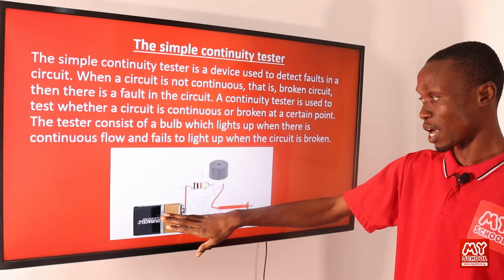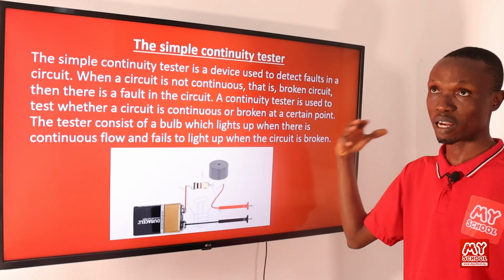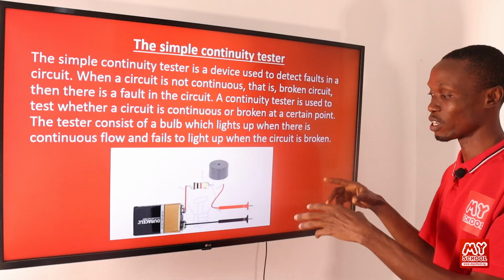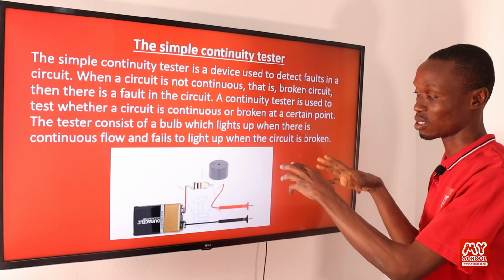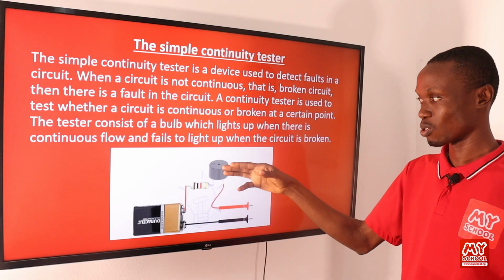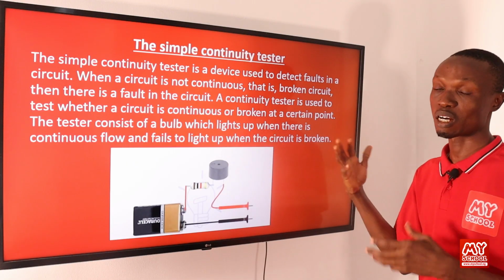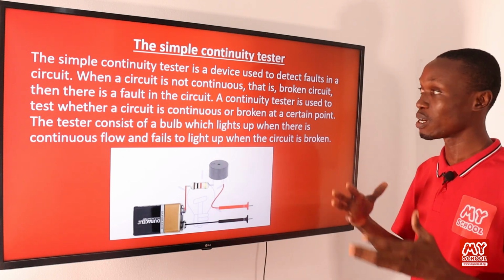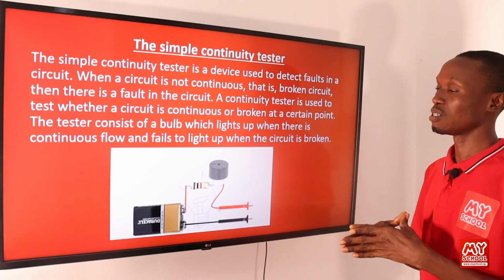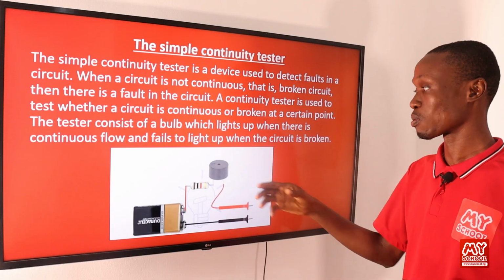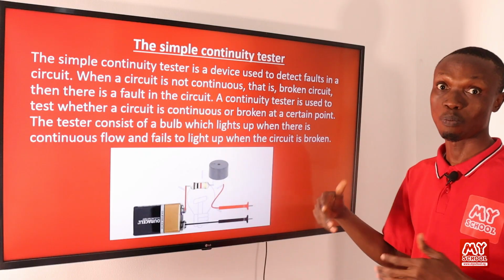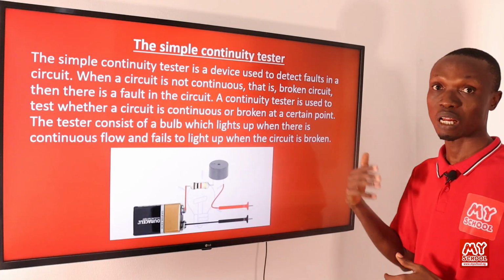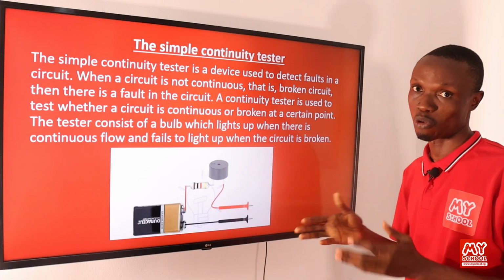It consists of a battery, a resistor, and a buzzer. A buzzer is just like an alarm. Then we have a probe, like a tester that you connect to the component. Once you connect these two probes to the circuit, you will hear a sound. The buzzer will produce a sound, telling you that there is flow of current, or that the circuit is continuous. But if you don't hear a sound, then the circuit is broken. Sometimes instead of a buzzer, you can also have a bulb, which lights up when the circuit is continuous or does not light when the circuit is broken.